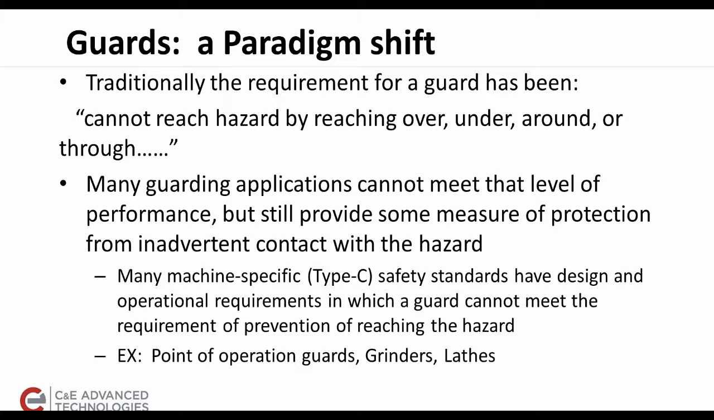A little bit more on guards. Typically, the guard requirement has been you cannot reach the hazard by reaching over, under, around, or through. There are many machine guarding applications that can't meet that level of performance, but still provide some measure of protection from at least inadvertent contact with the hazard, whereas the reach over, under, around, or through is pretty much an attempt to circumvent the guard in many cases. Many C-type standards have requirements for guarding that can't meet that higher level of performance. Such things as grinders and lathes might be a good example.